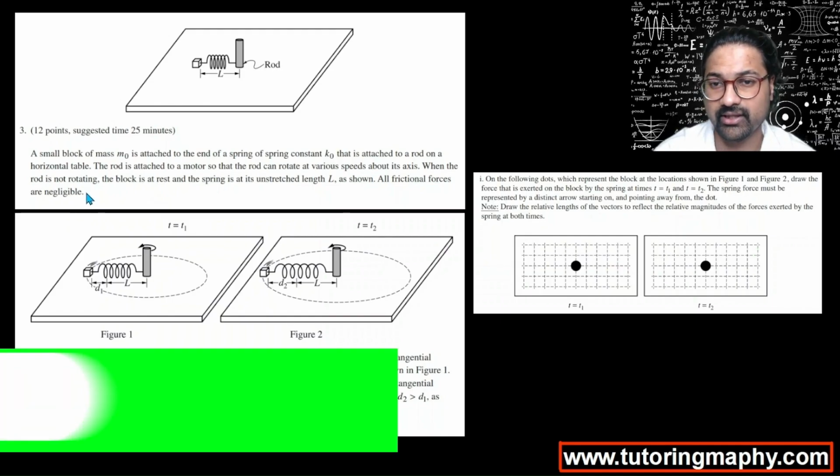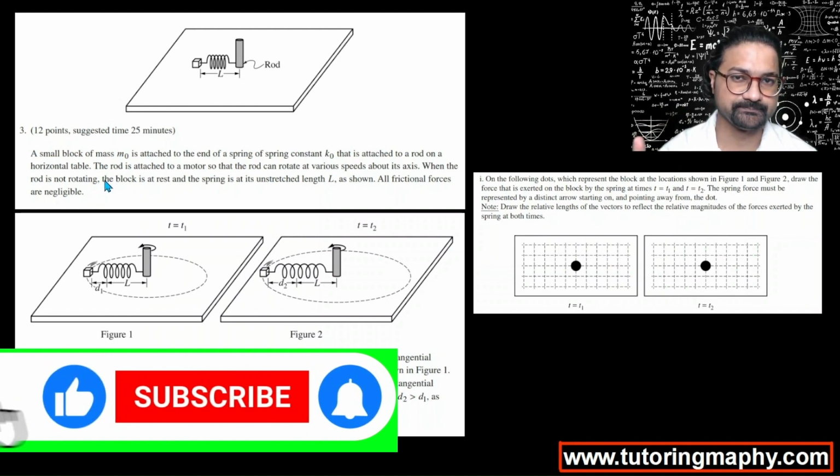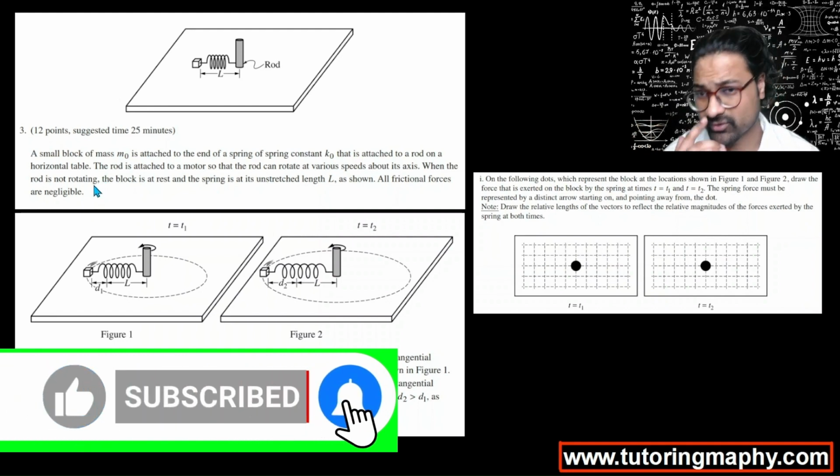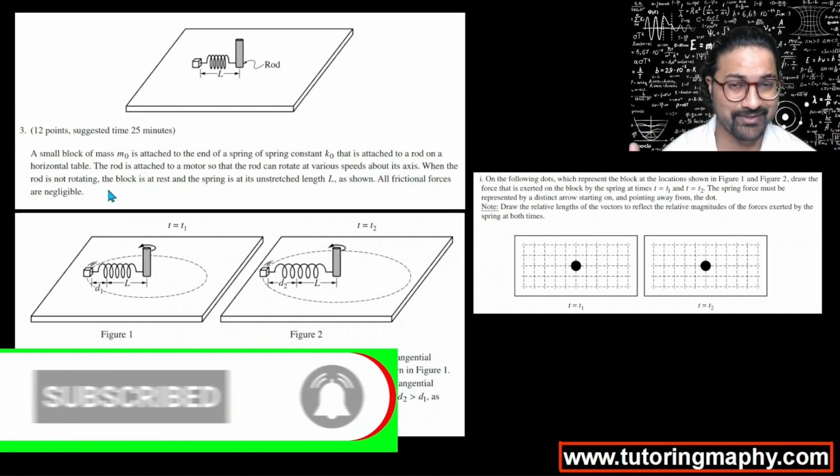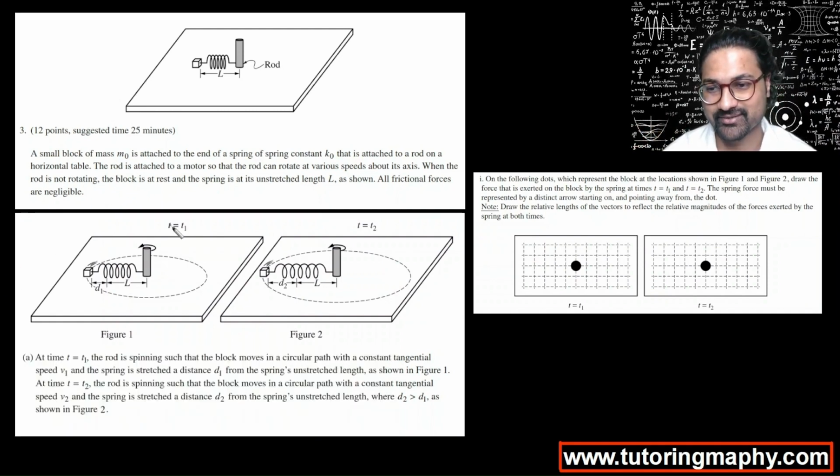This is question number 3, the easiest question in the complete AP Physics 1 2023 paper. This is the easiest, and it will hardly take 5 minutes to solve this question if we know the concept. This is based on circular motion and some spring forces.